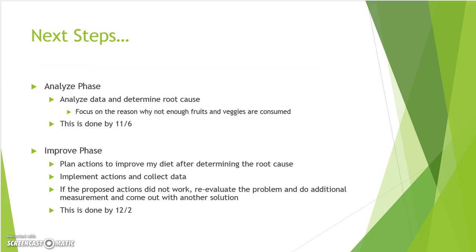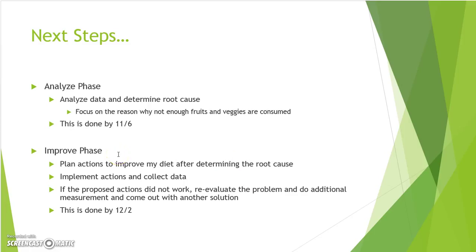For the next steps, I will be analyzing the data that I collected from the measure phase, and I will also have to come up with the root cause. I'll be mainly focusing on the reasons why I did not eat enough fruits and veggies, from the Pareto chart that I just showed you, as well as the table. It shows how much fruits and veggies I actually ate within that period of time, which gives me an idea of how far I am from reaching the goal. The analyze phase will be done by November 6th.